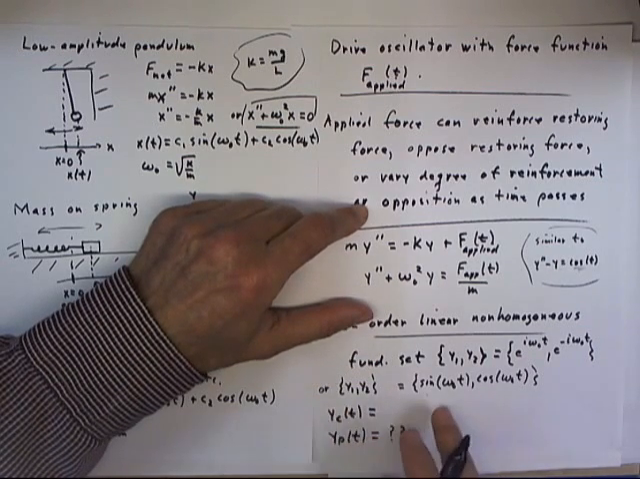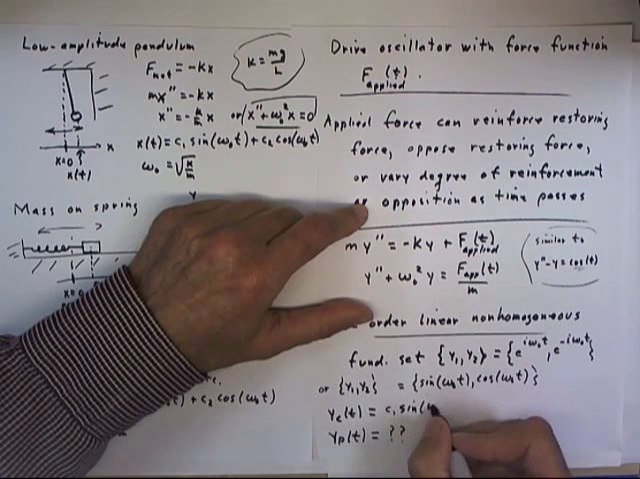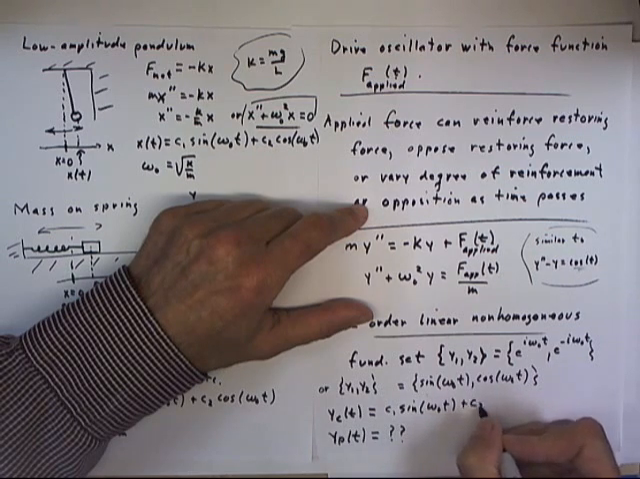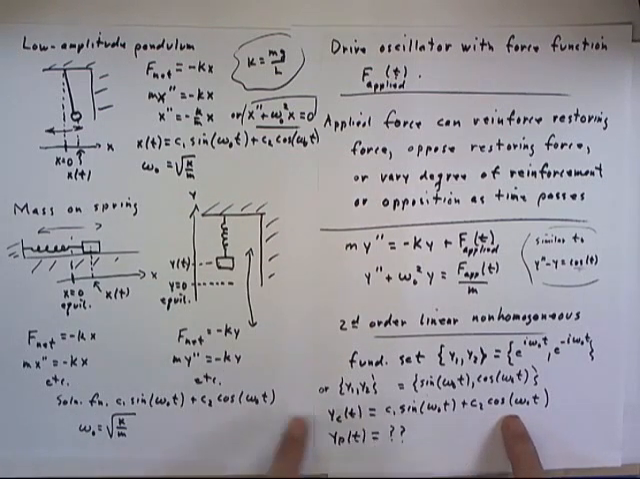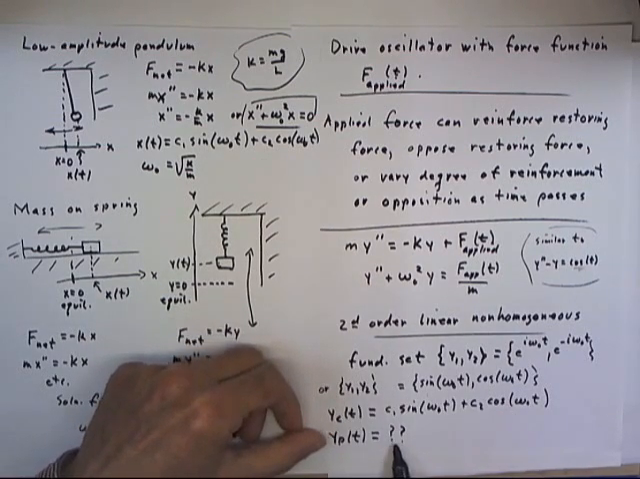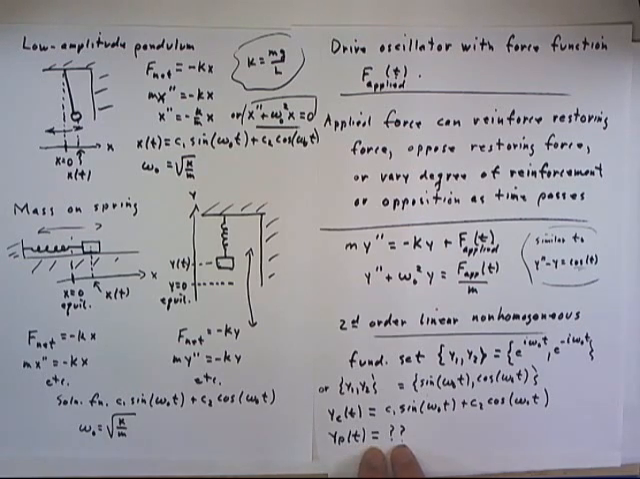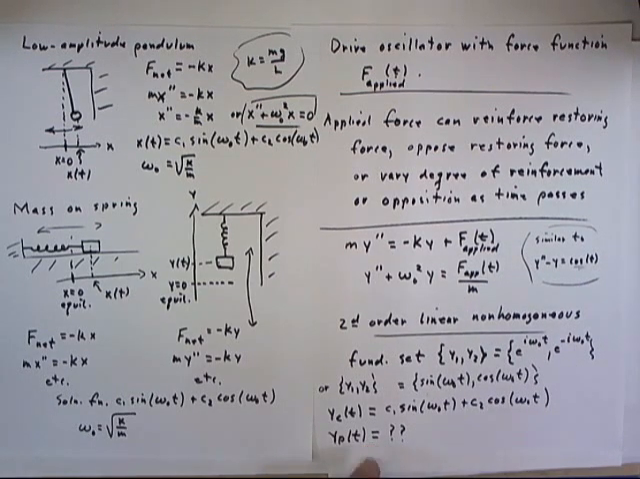So our characteristic equation, in any case, using this fundamental set, is going to be C1 sine of omega naught t plus C2 cosine of omega naught t, which matches the solutions that we saw over here. And then the question just becomes, what's our particular solution? How do we find the particular solution? Again, depending on the nature of the applied force, our particular solution will be found by undetermined coefficients or variation of parameters, or perhaps by Laplace transforms, but that's down the road just a little while.